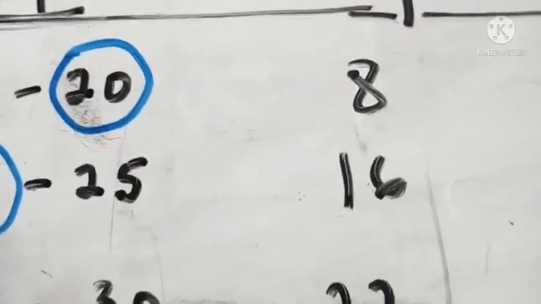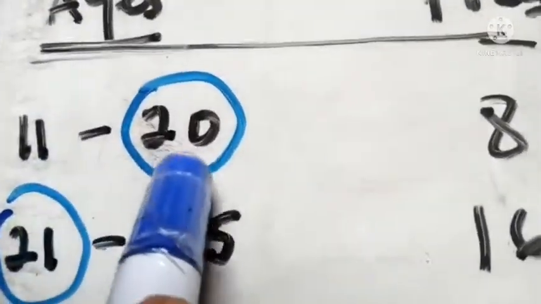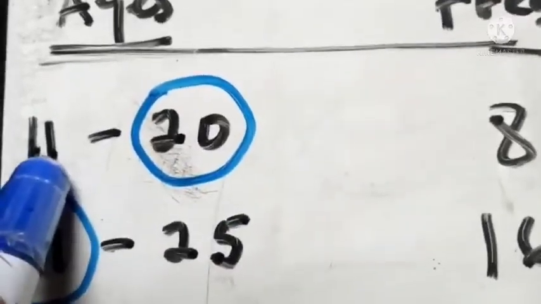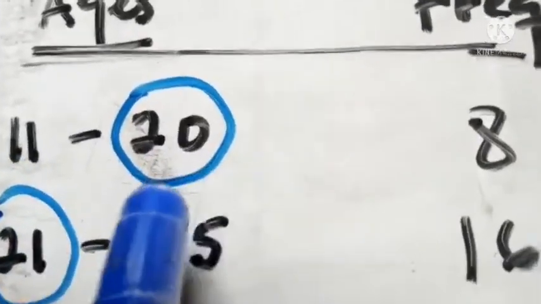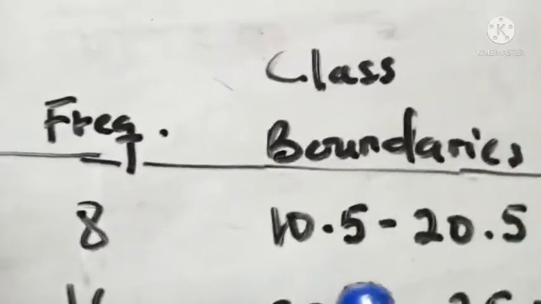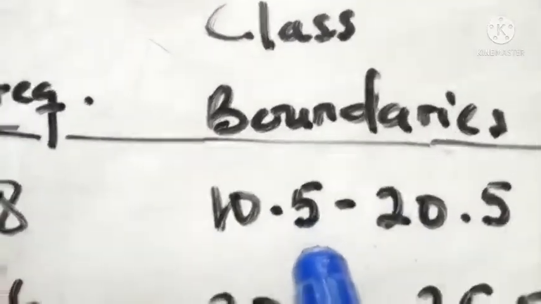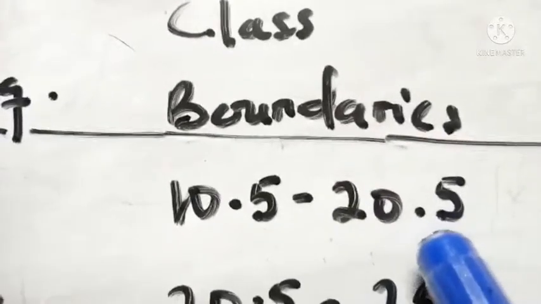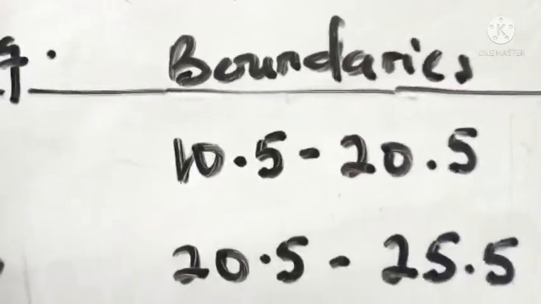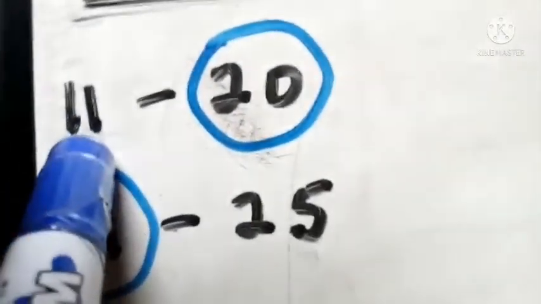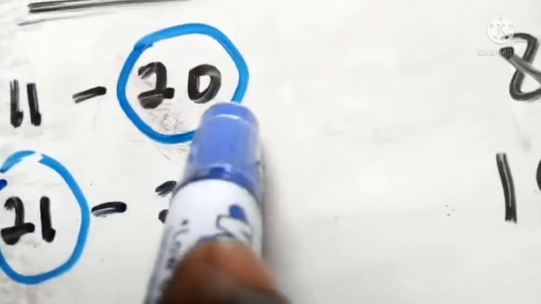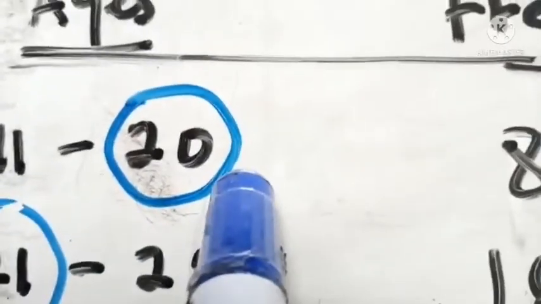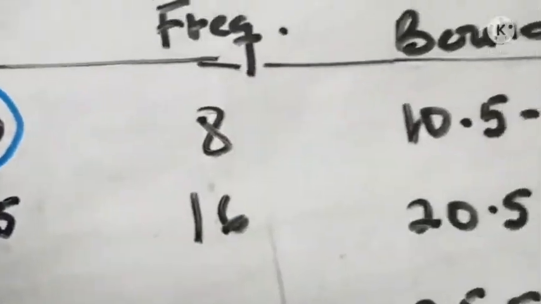So what do you do with the 0.5? You subtract 0.5 from the lower limit and add 0.5 to the upper limit. So 0.5 from the 11 gives 10.5, and then you add the 0.5 to the upper one, which is 20, giving 20.5. So we take the 0.5 from the first value and add it to the last value. That is how you find the class boundary.